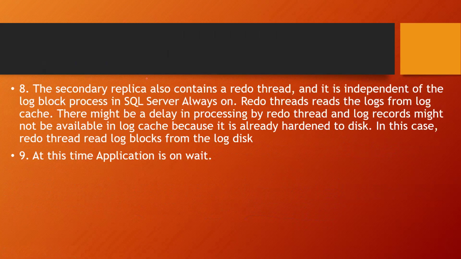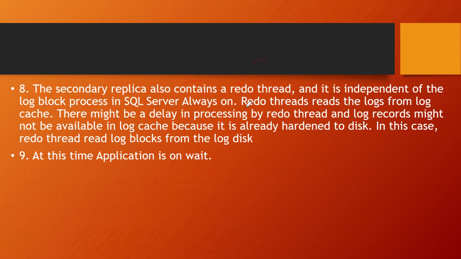Then point eight, what I have written here: the secondary replica also contains a redo thread, right? And what is this redo thread? The redo thread is responsible for applying all those records, and it is independent of the log blocking process in SQL Server Always On. So what I want to say here is, if your transaction is still moving, you will not face any blocking, right? It will be independent.